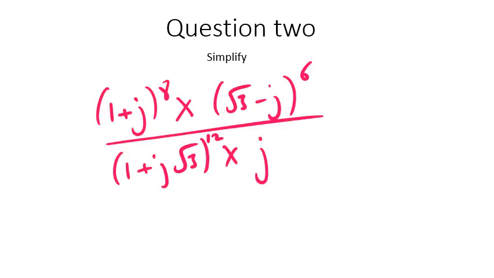Whoa, what have we here? This looks complex. 1 plus J to the power 8 times root 3 minus J to the power 6, over 1 plus J root 3 to the power 12 times J. Oh my goodness. And it says simplify. So let's have a look at that. If you look at this very carefully, you are not going to go 1 plus J into 1 plus J into 1 plus J, falling asleep there. So there's going to be an easier way of doing this.